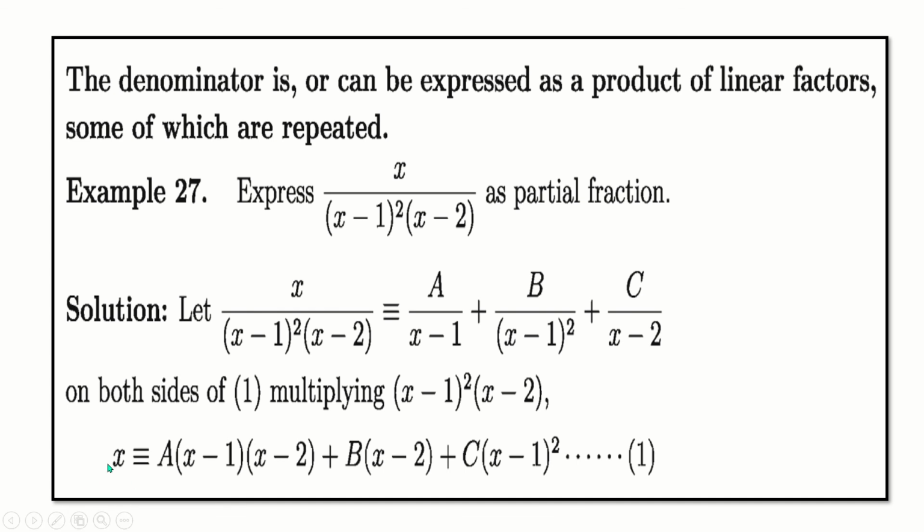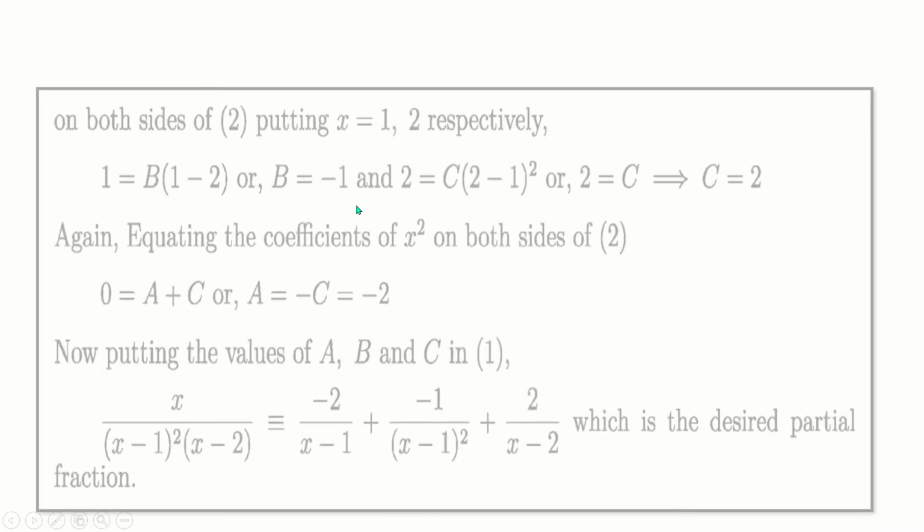When equating the coefficient of x square, the left side will be 0 because x square is absent, and the right side will be the coefficient of x square. This is another process. In the other process, we can put x equal to the required values: 1, 2, 0, or 3. Okay, now follow.